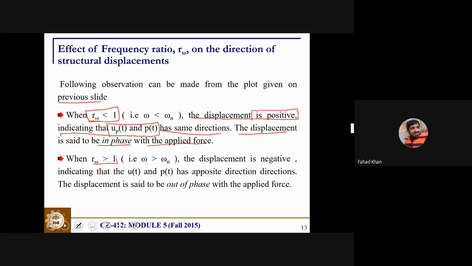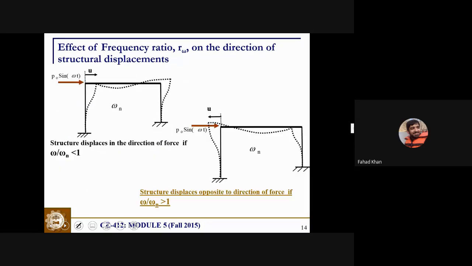When the r omega value is greater than 1, omega is greater than omega n, the displacement is negative, indicating that ut and pt have opposite directions. It means if the force is applied in the horizontal direction, the displacements are in the opposite direction, which is not so intuitive, because our physics says that when you apply a force, the structure will move along the direction of the force. The displacement is said to be out of phase with the applied force.